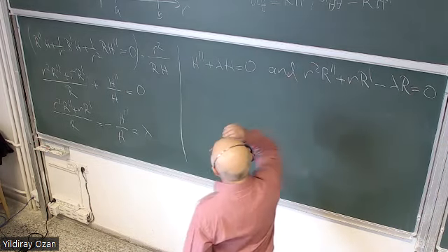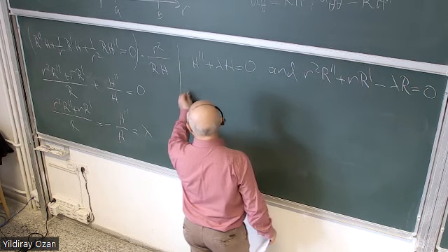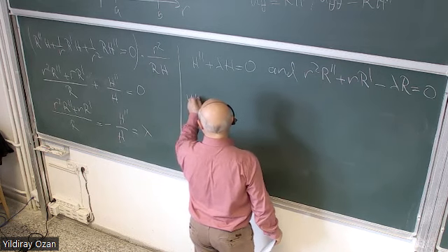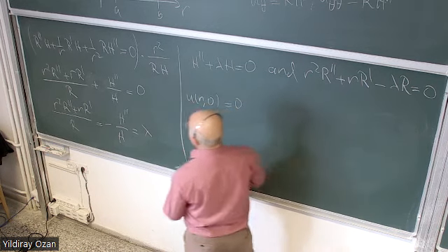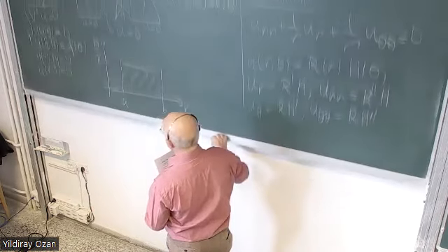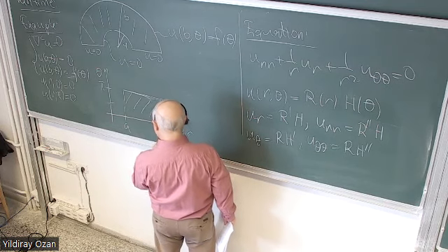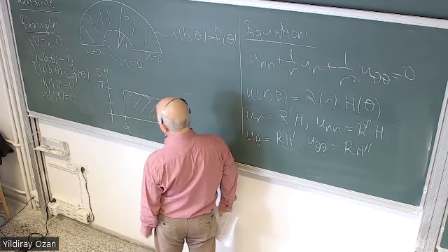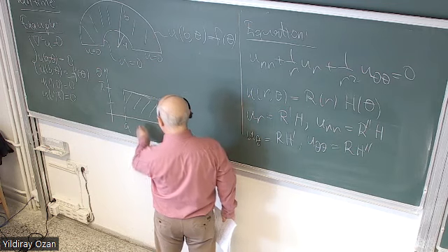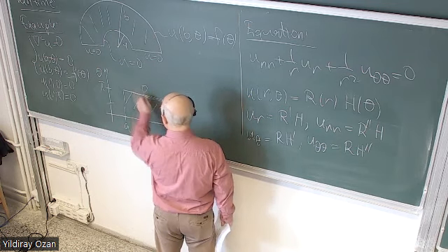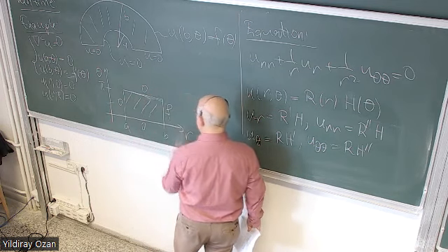The boundary conditions give us what? You see, we have this boundary condition: u at theta 0 is 0. Here 0, here 0, here 0, here f.